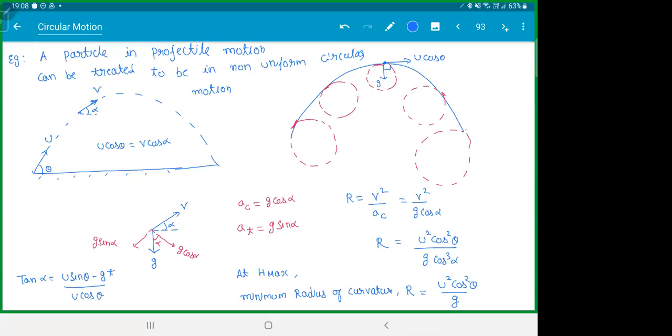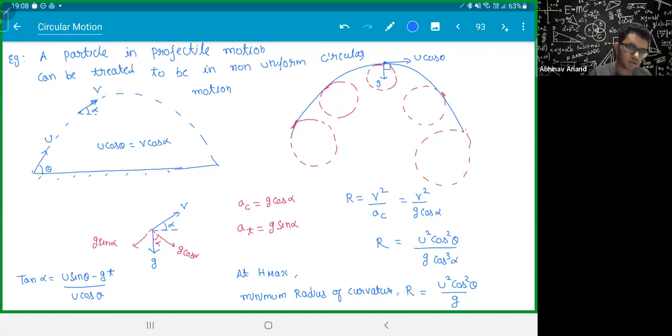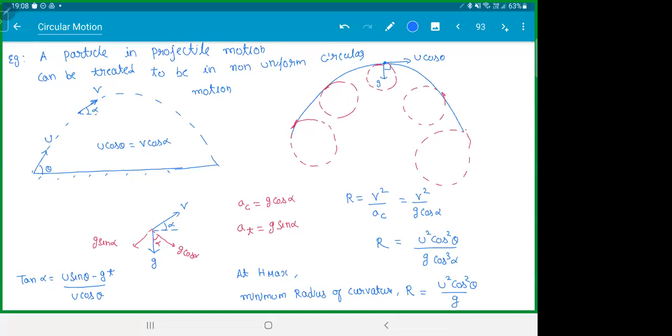Any doubts on this? Abhinav, clear with this? Yes. Yasha, Venkatesh? Everyone clear with this example? Please check this out.